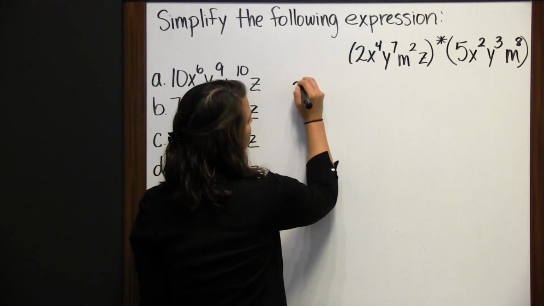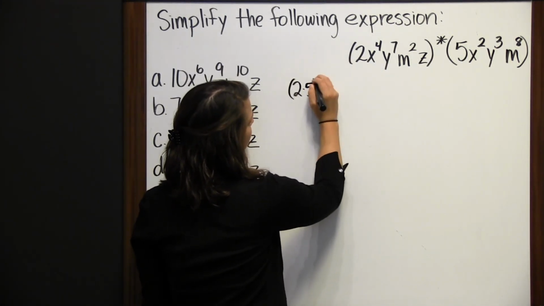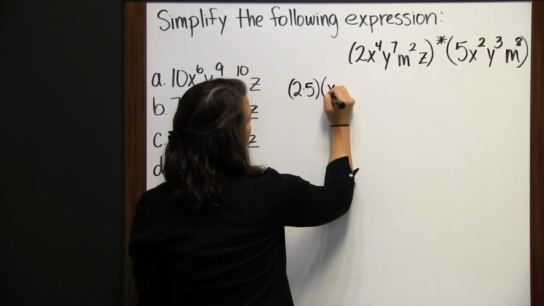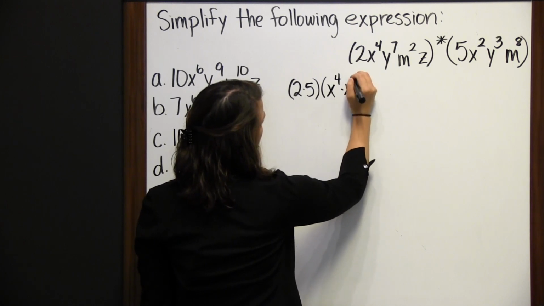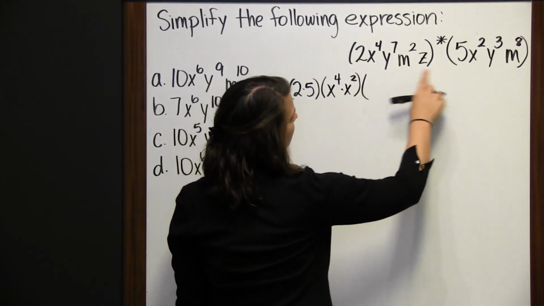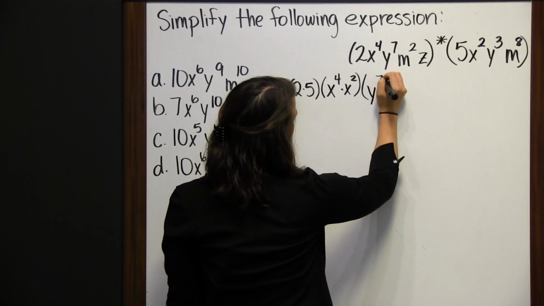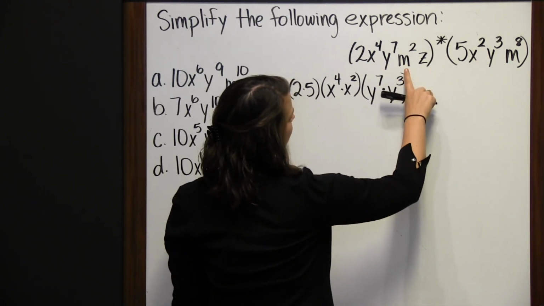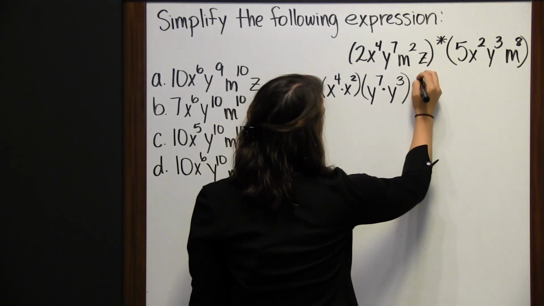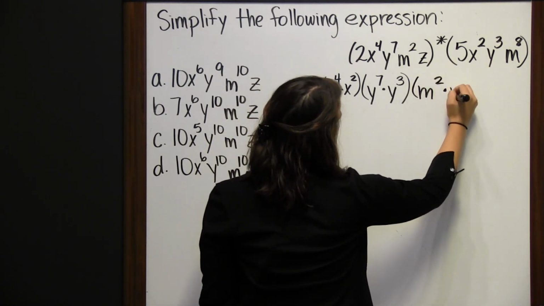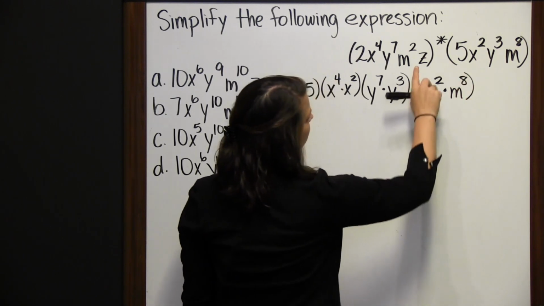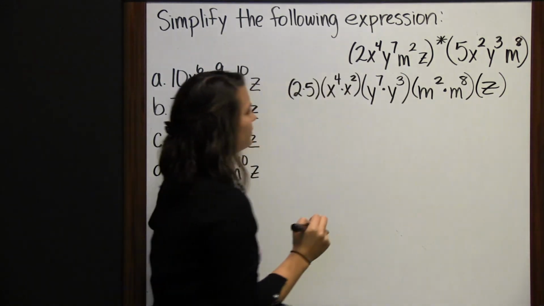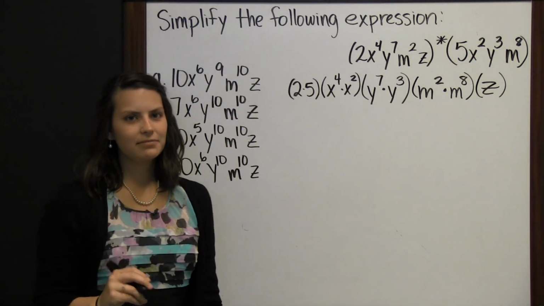So I'm going to multiply 2 times 5 together. And then I've got this x to the 4th times the x squared. And then we have y to the 7th times y cubed. And then we have m squared times m to the 8th. And then finally we just have this z, so times z. And now we'll simplify each one of these.